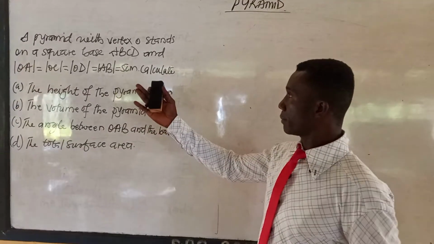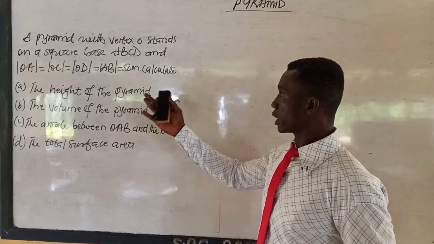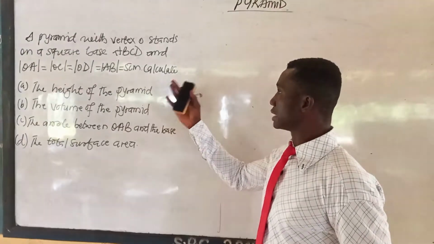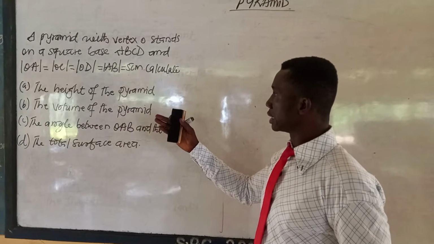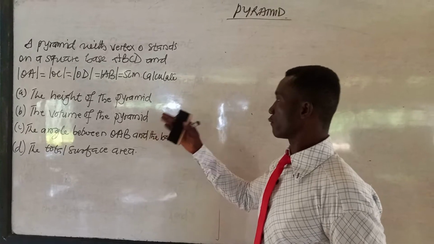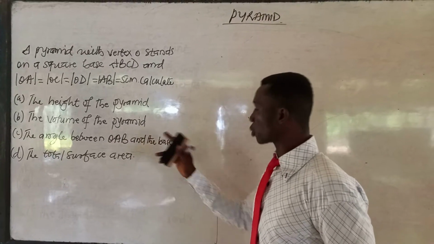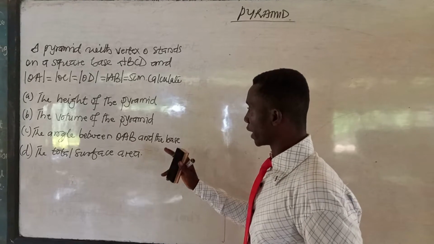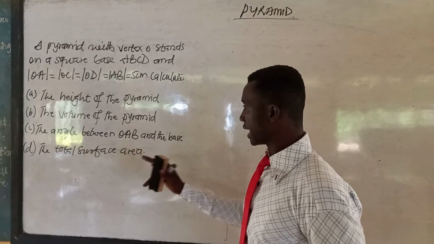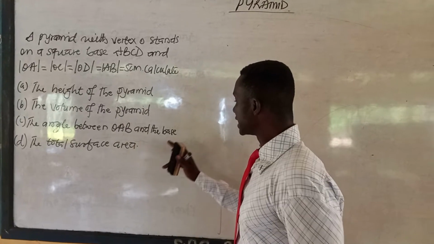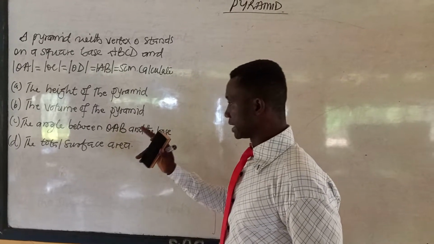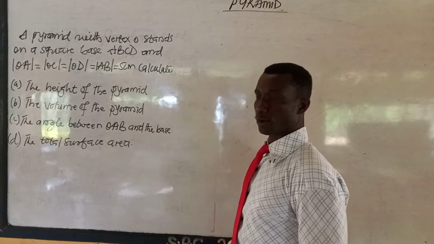And the question is, a pyramid with vertex O stands on a square base ABCD, and OA is equal to OC is equal to OD is equal to AB is equal to 5 centimeters. Calculate A, the height of the pyramid; B, the volume of the pyramid; C, the angle between OAB and the base; D, the total surface area of the pyramid.